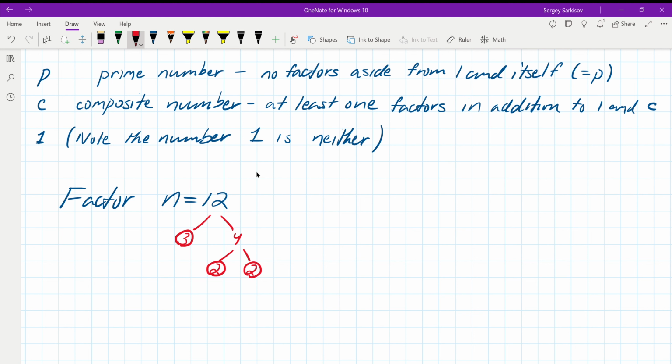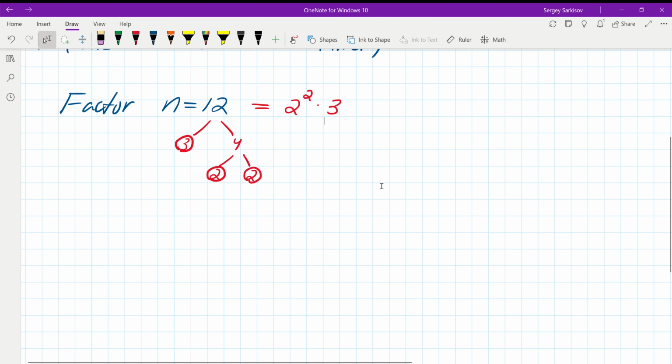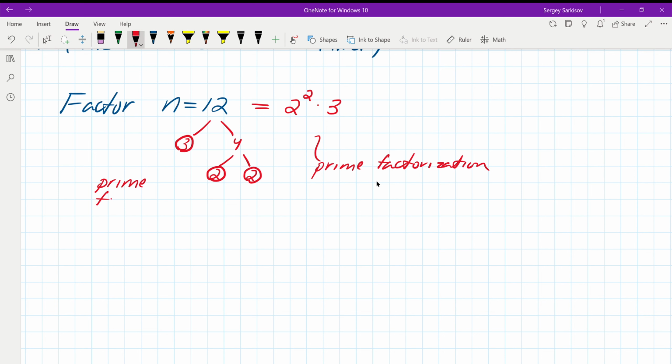Remember, if it's 2 times 2, we say that's 2 squared. So 12 is equal to 2 times 2, 2 squared, times a 3. That's the prime factorization of the number 12. This is called the prime factor tree. That was what we did there. This is prime factorization. But what about the factors themselves?